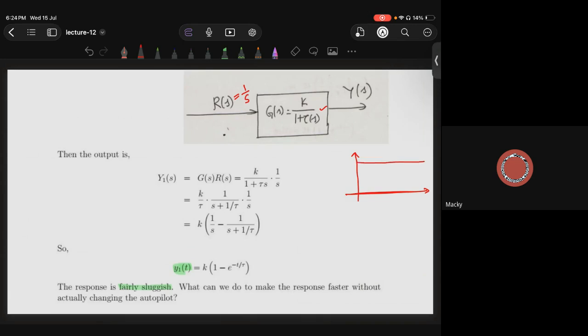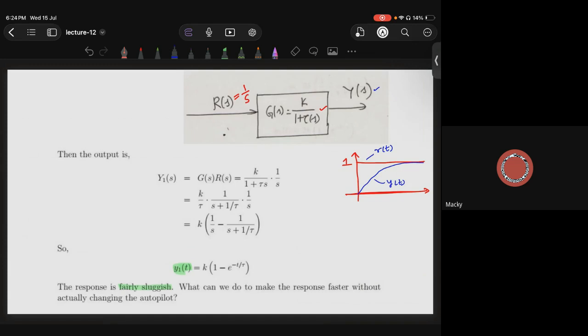Your R of S is one value, a unit step. You want your output Y to reach this 1. It means this will be your R of t, this will be your Y of t. Your reference input is 1. Okay, you want your output Y of S to reach that reference value 1. That is our main aim.